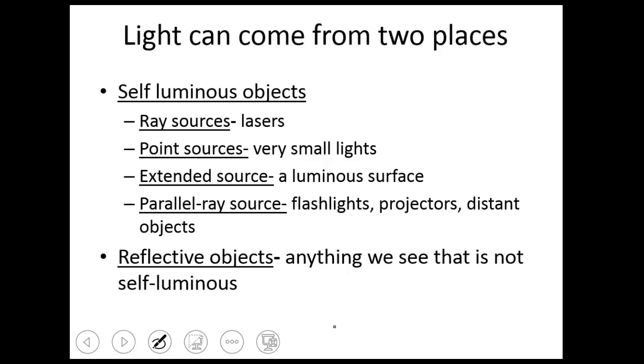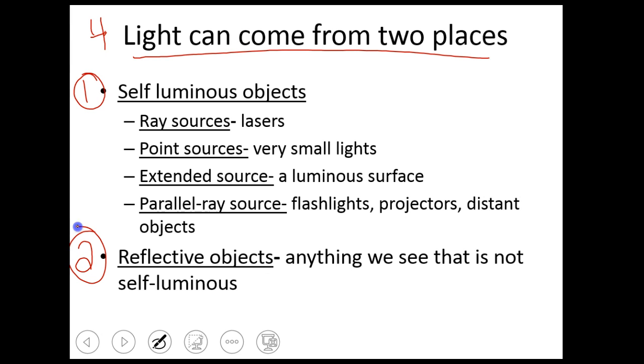All right, so this is an expansion of number 4 of the assumptions of the ray model, that light comes from everywhere. And so I told you you weren't going to like this, but it gets a little bit better. Light can come from one of 2 places. It can come from self-luminous objects. That would be like your cell phone, your computer screen, a light bulb, Christmas lights, the sun. Anything that produces light is a self-luminous object.